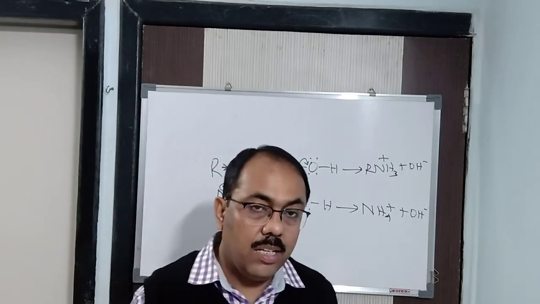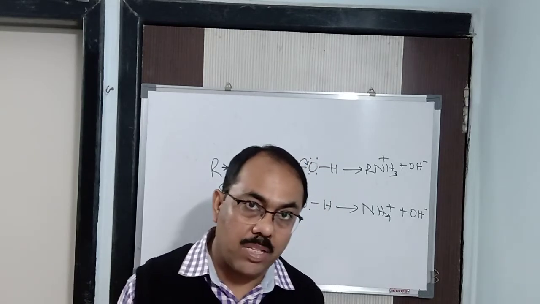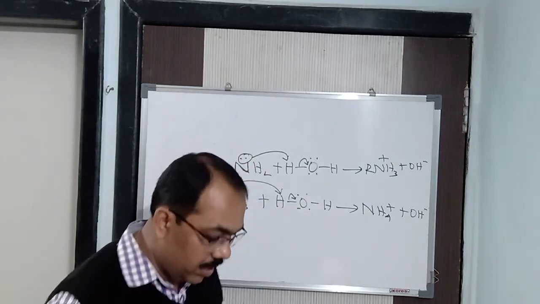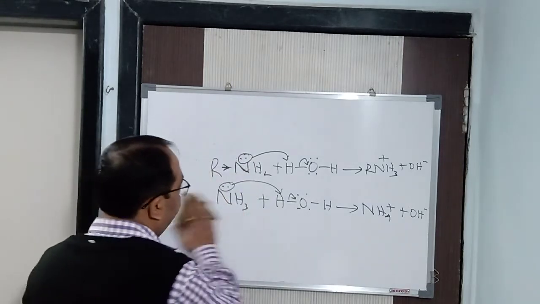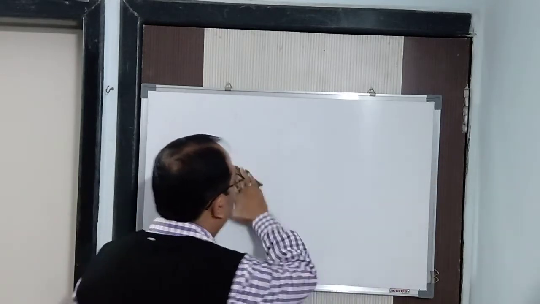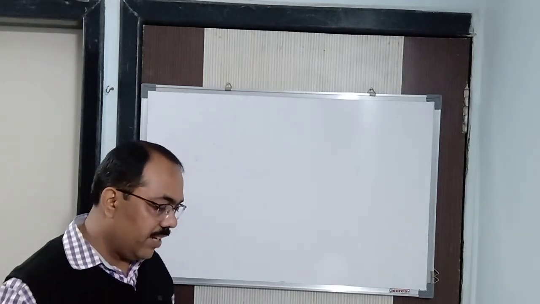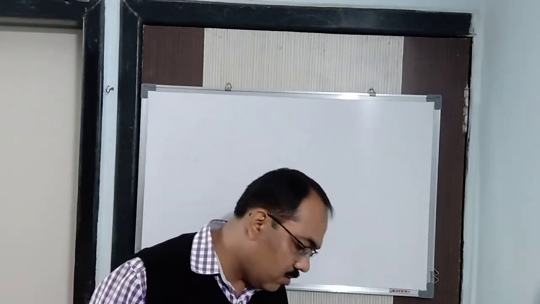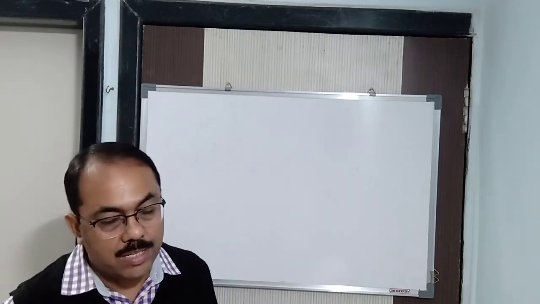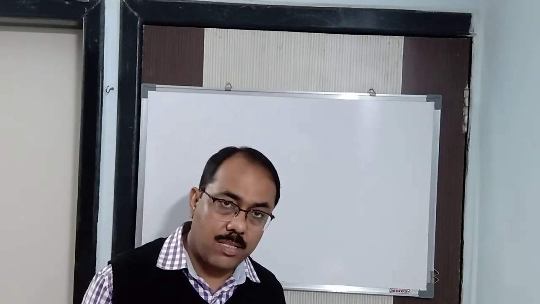Now we will compare the basic strength of the different types of amines. We will compare the basic strength of the primary, secondary, tertiary amines and see what happens. Clear? This is very important, children. Look at the board and understand it. Now, if I compare the basic strength of aliphatic amines and ammonia, I've already told you that 1 degree, 2 degree, 3 degree amines are stronger bases than ammonia. Got it?